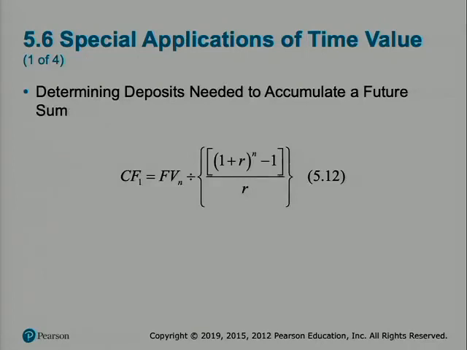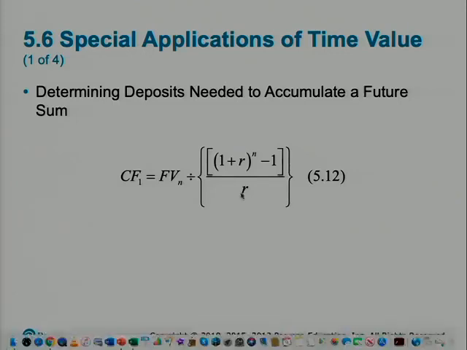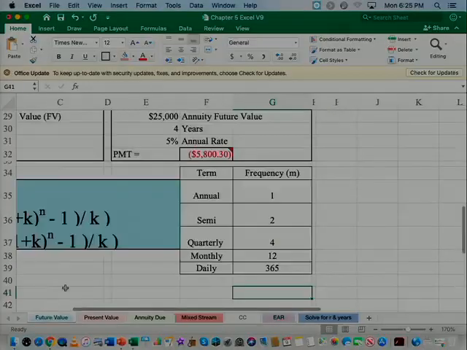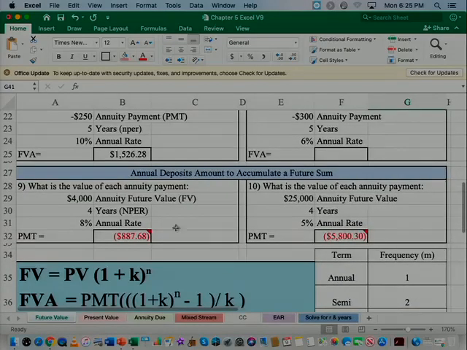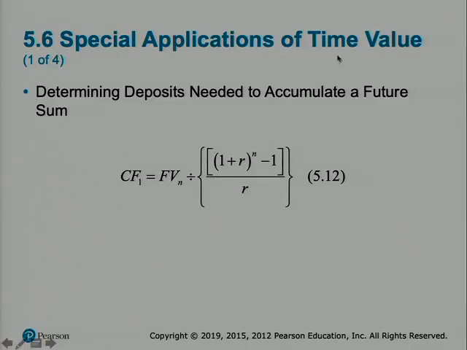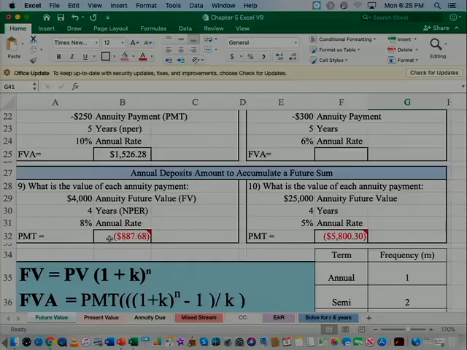Okay. So we did this before. The deposits needed to accumulate a future sum. When we did this on the sheet, that was in the future value sheet at the bottom. Annual deposits to accumulate to a future sum. So that's the same formula that we did last class using the payment function.